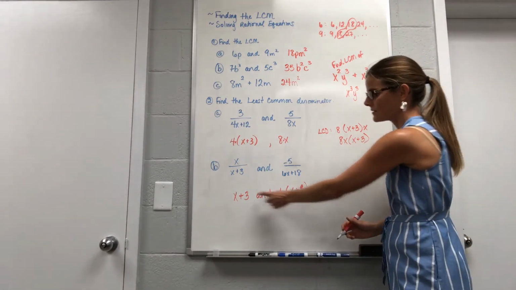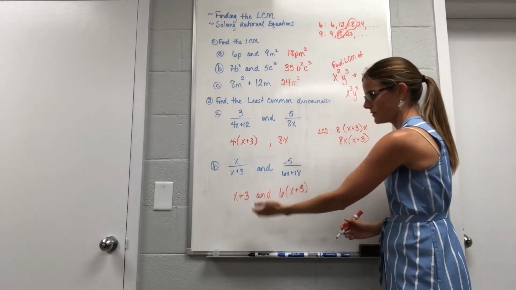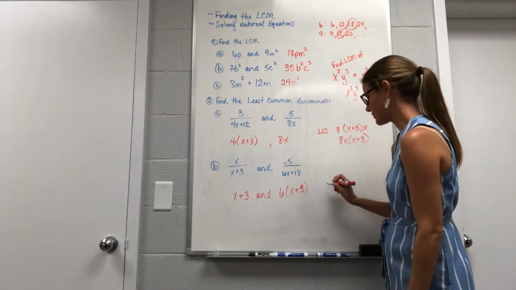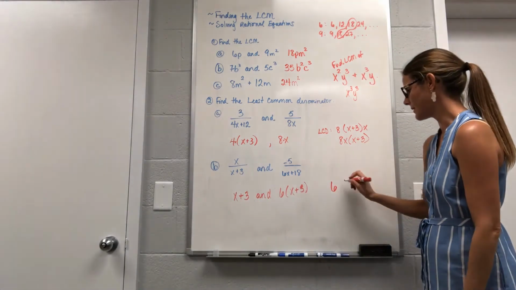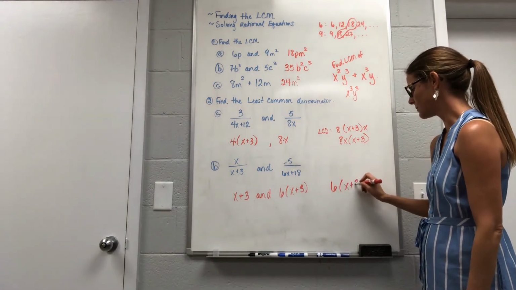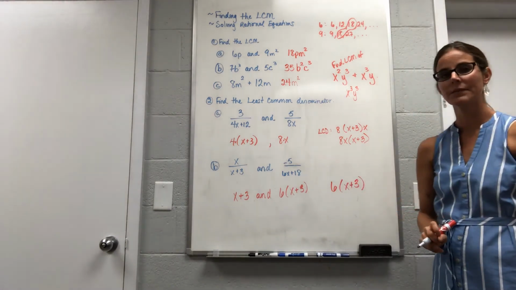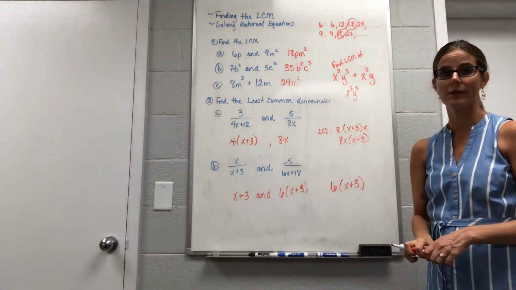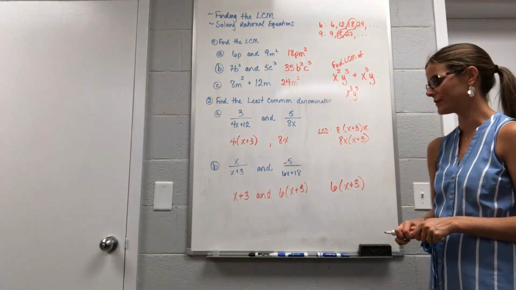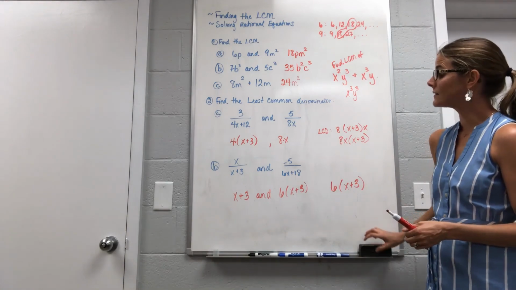Also, I have this 6. There's no leading coefficient here, so the LCM as far as 6 is just going to be 6. And x plus 3, like I said, occurs once, so it'll just be the product of 6 and x plus 3. That is the smallest value that will divide both of those evenly or is a multiple of both of those. All right, so that is finding the LCM.